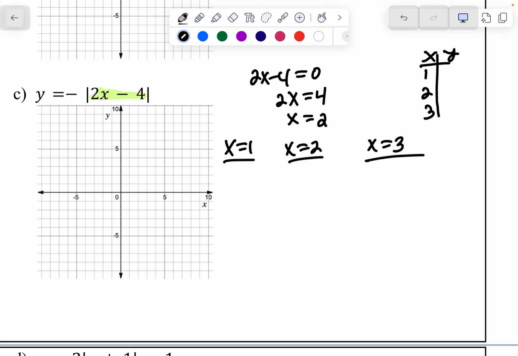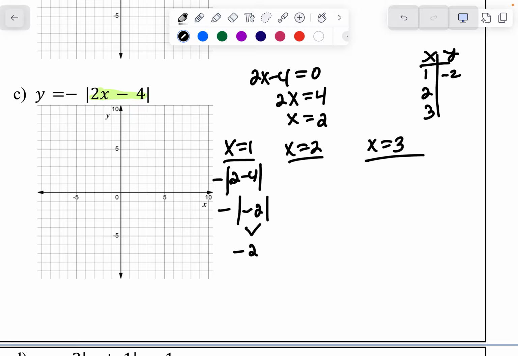Let's practice. It would be the absolute value of 2 times 1, which is 2, minus 4, which is the absolute value of negative 2 with a negative in front. Now remember, this part is going to become a positive 2, but there's a negative in front. So these two don't cancel out. The absolute value becomes a positive 2, but the negative in front says, oh, I want the opposite of that. And that's why it makes it a negative 2.